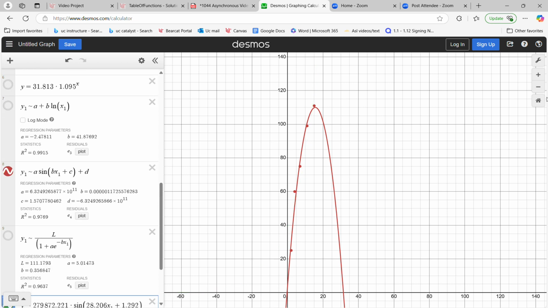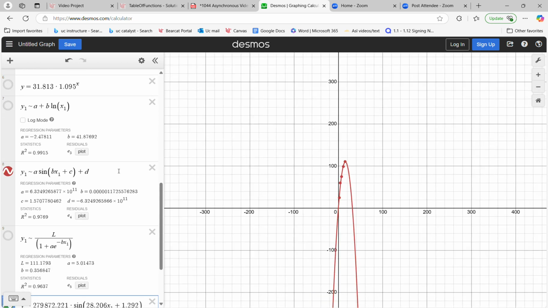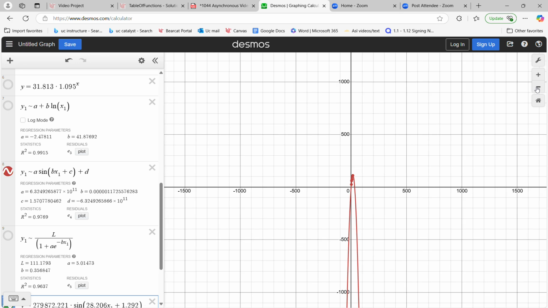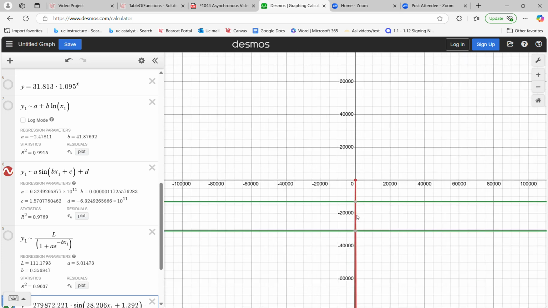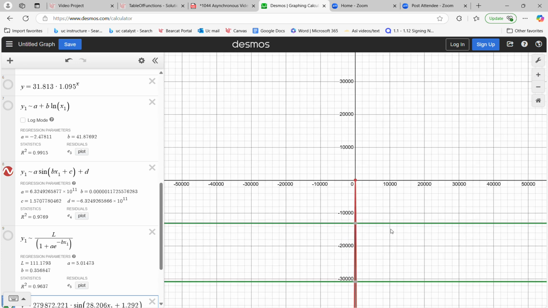Then for sine, it was better because the Desmos one actually lined up pretty well with the dots, but then the green one wasn't even close, and it was just really far down. It didn't line up with any of the dots. It was very far away.